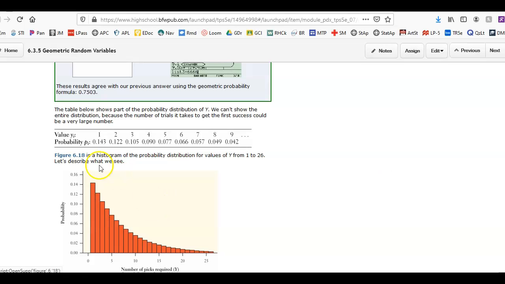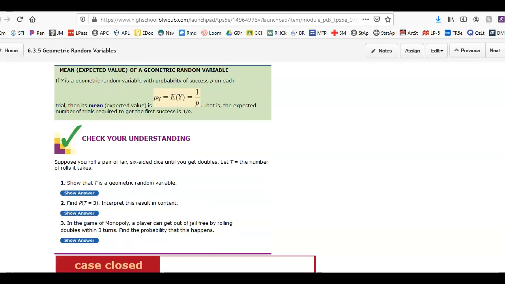Okay, so here we have a probability distribution. The problem is these are all going to have probabilities. Like I said, we can't show the entire distribution because it could go on for 10,000 trials. But the probabilities are going to continue to get smaller. One of the things they're going to ask you to do is figure out the mean of a geometric random variable. You can see it listed there. It's just 1 divided by the probability of success.